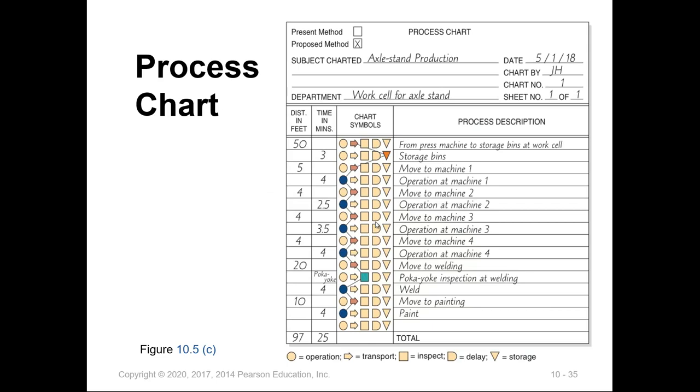This slide shows the process chart which was discussed before, showing the different symbols used to operate, transport, inspect, delay, and store. The process chart will show the distance in feet between the different stations or machines. It shows the number of minutes required for each operation. It shows also that the process or job has been designed with no delays and with minimum storage time. In addition, Pokayoke has been placed to inspect welding without any delays.